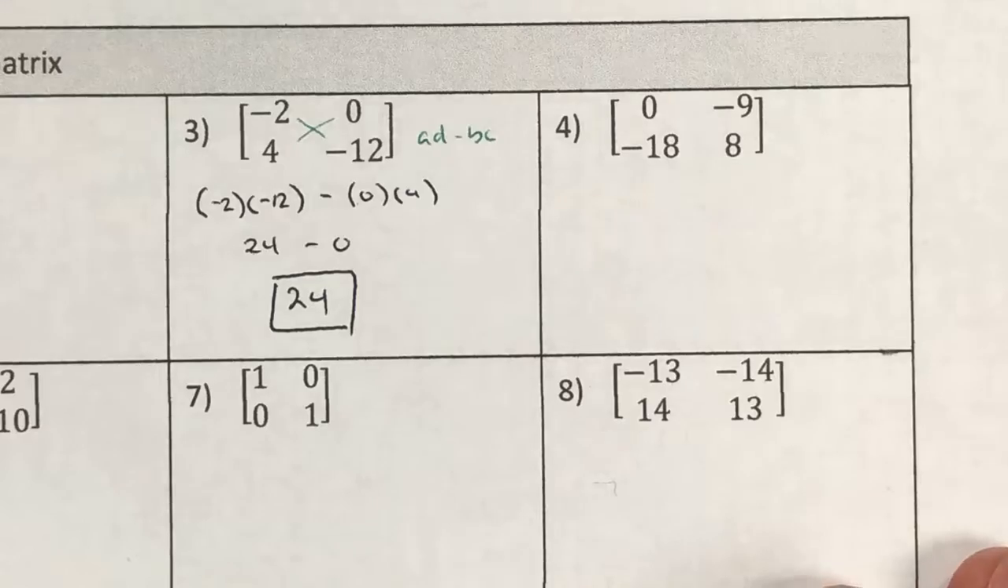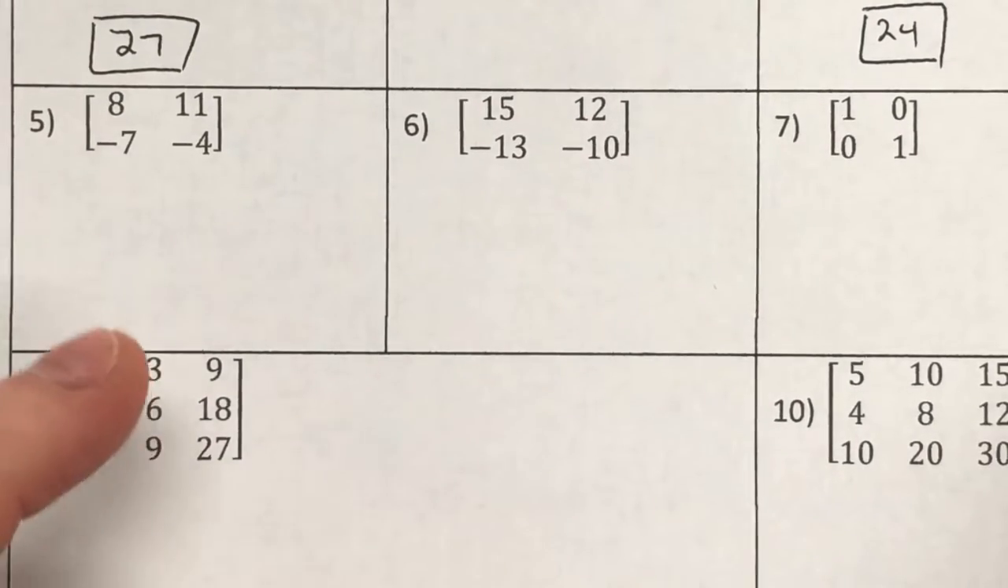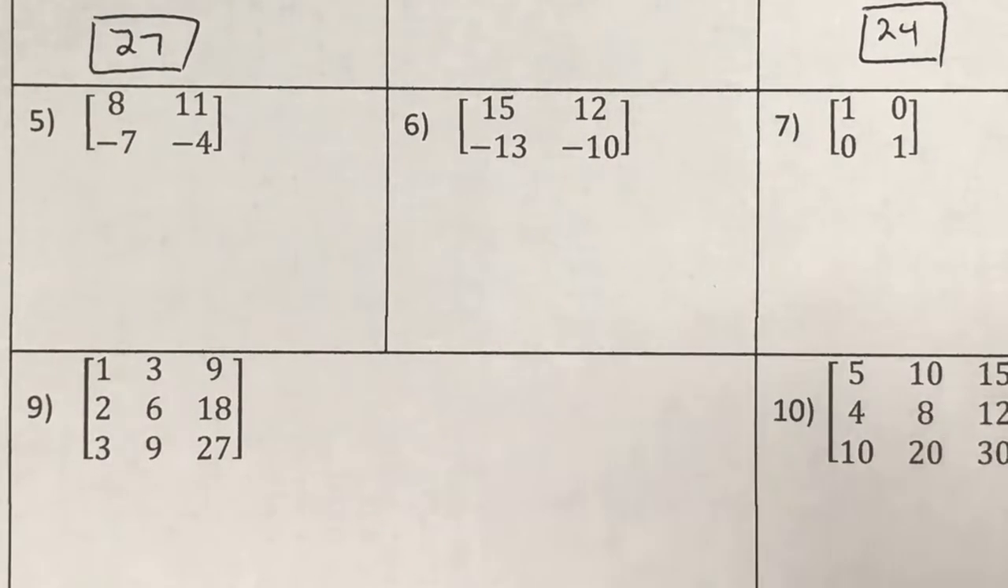So the process of finding these determinants isn't too bad. So what I want you to do is pause the video, try and find the determinant of 5 and 7. Unpause it when you're done and see how you did.